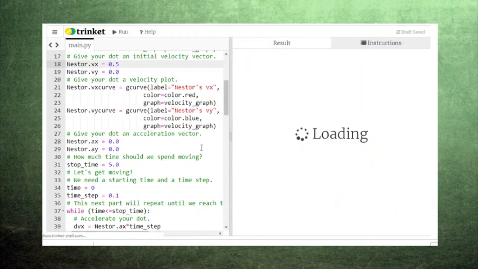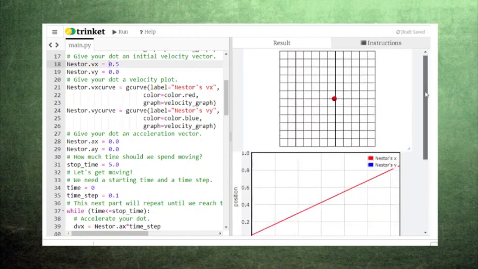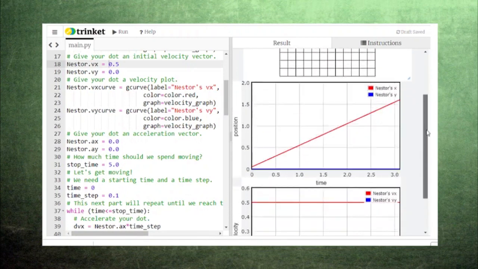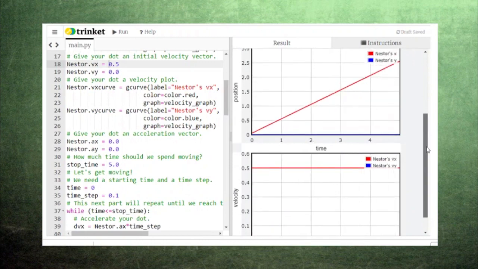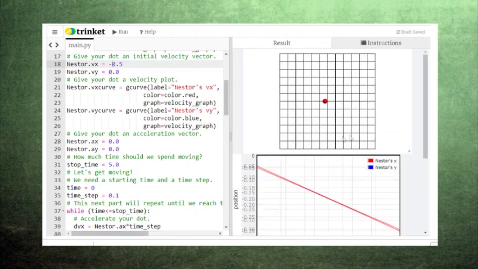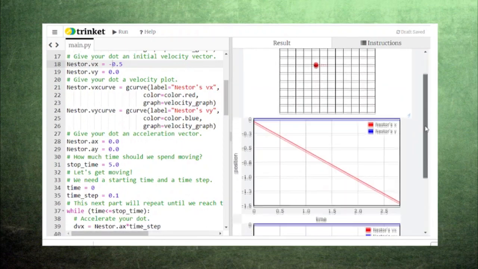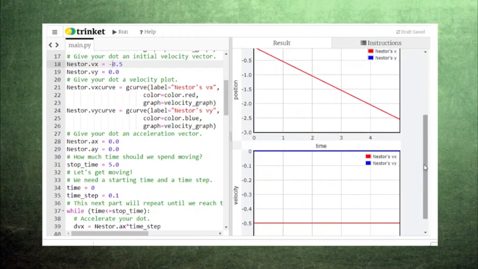First, let's give Nestor zero acceleration so that we can examine constant velocity motion. With a positive velocity, we can see his x-coordinate increase steadily as the animation runs. Meanwhile, his velocity remains constant. If we change Nestor's velocity to a negative value, we see his x-coordinate decrease steadily as he moves to the left in the animation window. Meanwhile, Nestor's velocity remains at a constant negative value.